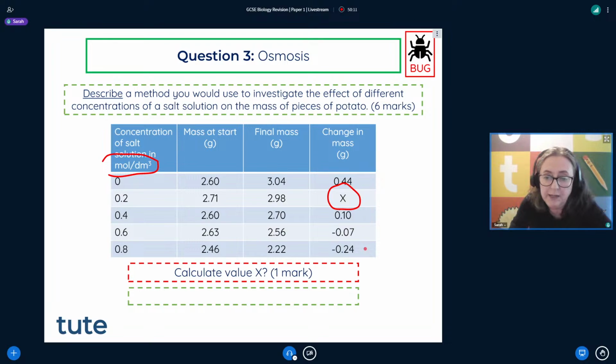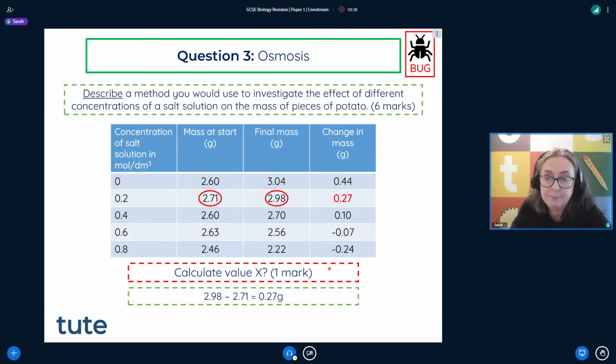They've done it for all the other variables. So you actually could copy, you just have to say, well, what did they do in this one? Or what did they do on the one below? And I need to do the same thing. So that's common sense. So basically what you need to do here is look at the final mass and the starting mass, and then subtract the two. So the final mass is 2.98 and the initial mass was 2.71.